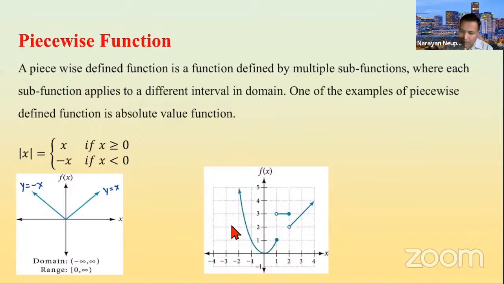Similarly, let's look at the second graph. For x less than 1, everybody look at the screen, here is 1. For all x less than 1, this is the graph, and this graph is y equal to x squared. So you can write down that it is y equal to x squared.